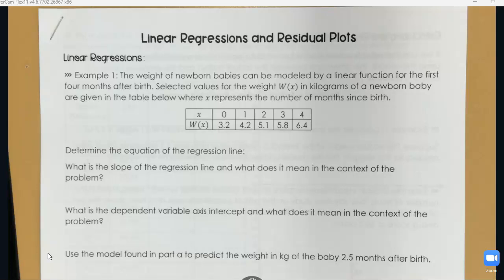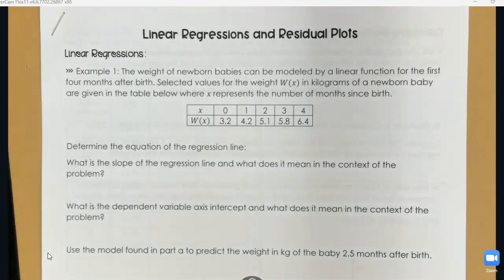You will need your calculator for this, so if you need to pause and go grab that and come back, please do so now. But we are going to be looking at sets of data that can be represented by a linear function and how we can best approximate that when the data isn't perfectly linear.